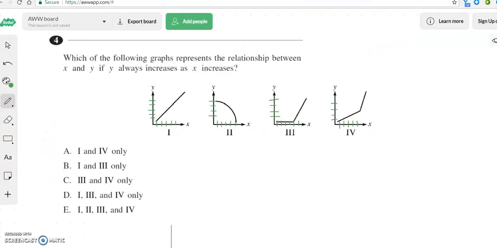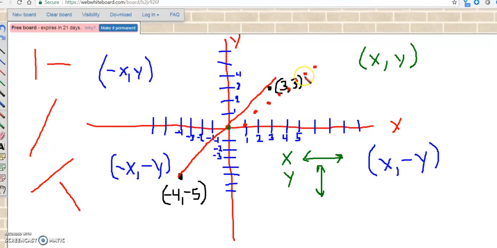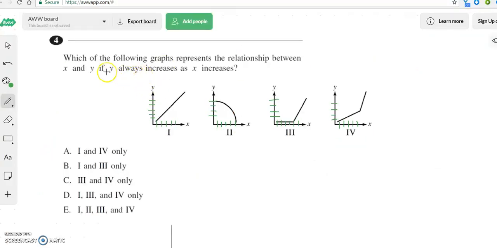Now if you notice, one of these should stand right out because it looks exactly like what I just dotted out right here. If I am on the 6 for the x, then I'm up here on the 4 for the y. If I'm on the 5 for the x, I'm on about a 3.5 for the y. So they're increasing at the same rate, okay? The y increases as the x increases. So 1 is definitely going to be one of our answers, okay? So I am going to circle this because yes, that one works.